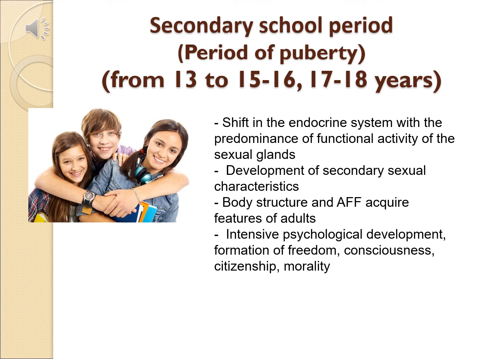Next period in our list is the secondary school period, or period of puberty. It starts from 13 and lasts to 15, 16 years in girls and 17, 18 years in boys. The most common features of this period are a shift in the endocrine system with the predominance of functional activity of the sexual glands, development of secondary sexual characteristics, body structure and anatomical physiological features of organs acquiring features of adults, and intensive psychological development, formation of freedom, consciousness, citizenship, and morality.